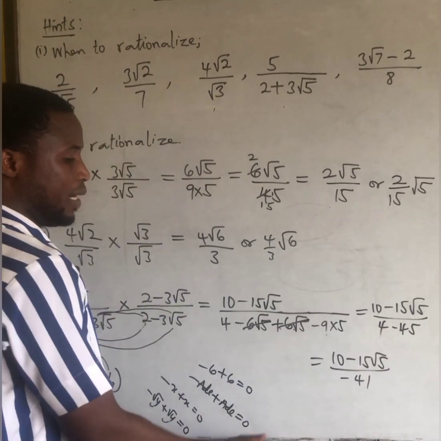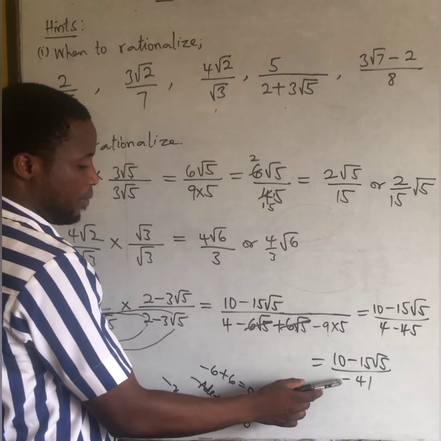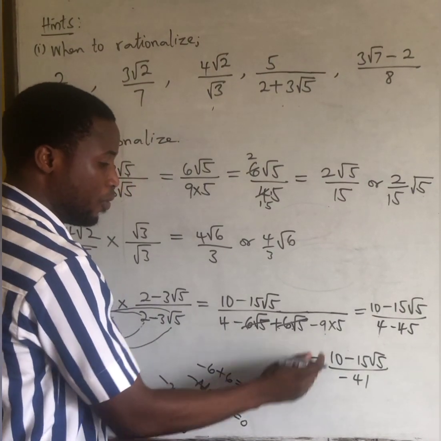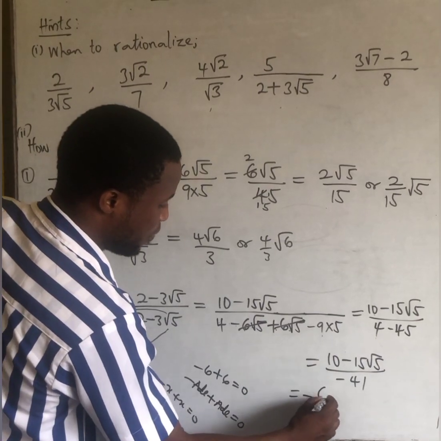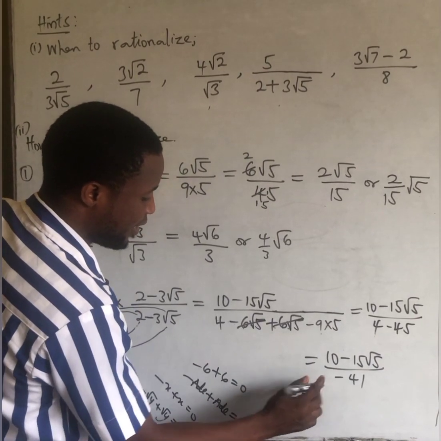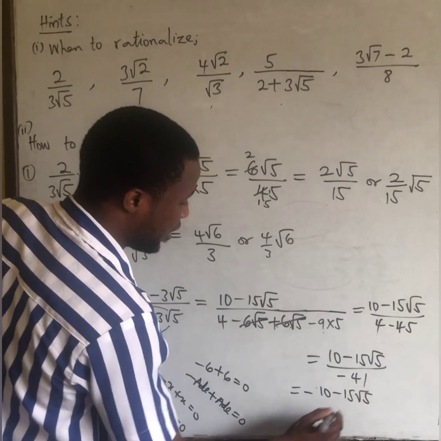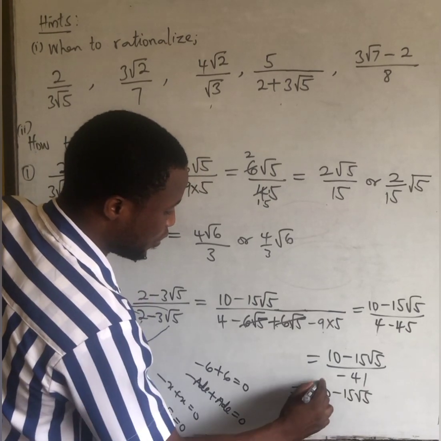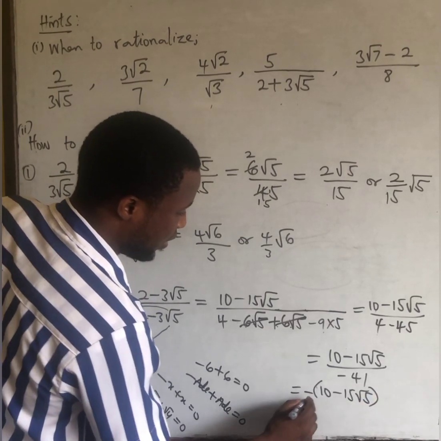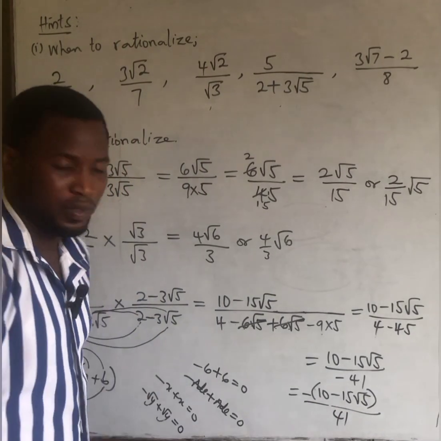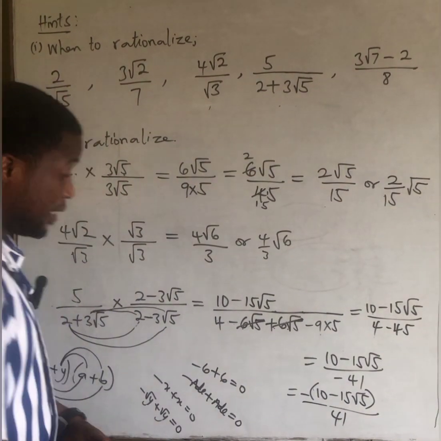Then we know that it's not allowed for the denominator to have a negative sign, so it will come up. So we now have minus, open bracket. Don't just say minus 10 minus 15 root 5, it's very wrong. The minus is for the two of them, so you must open a bracket: minus, open bracket, 10 minus 15 root 5, close bracket, over 41. So you can leave your answer like this, or you remove the bracket. So that is the answer to that.